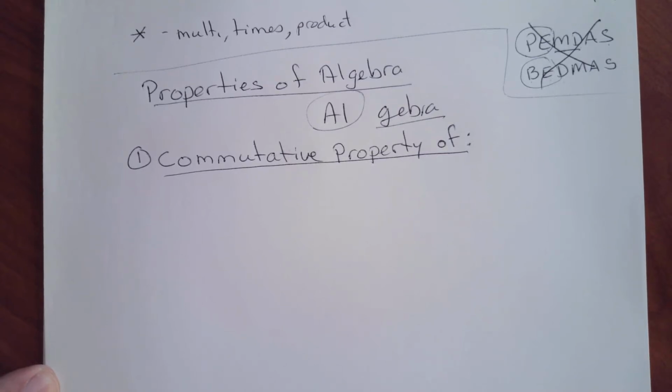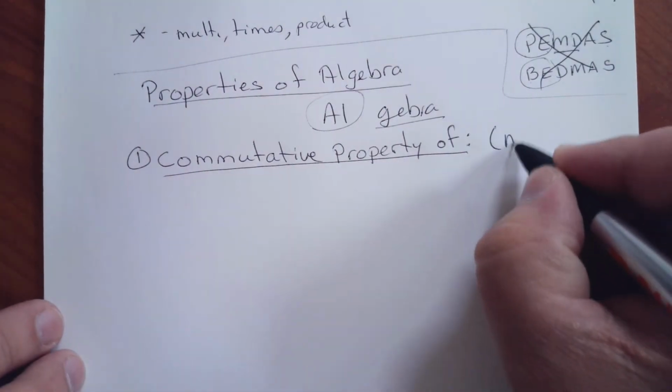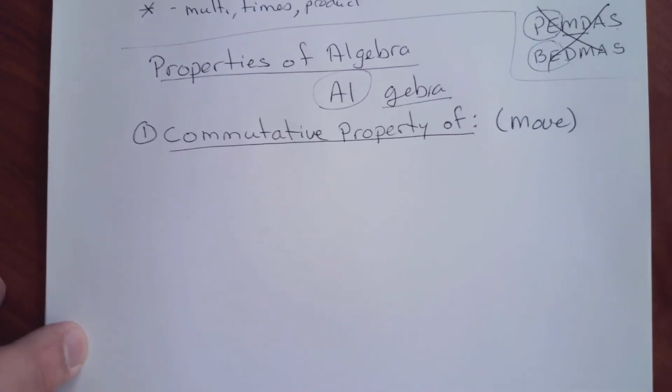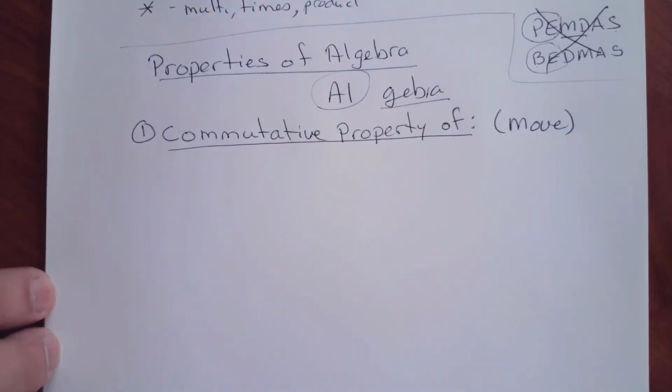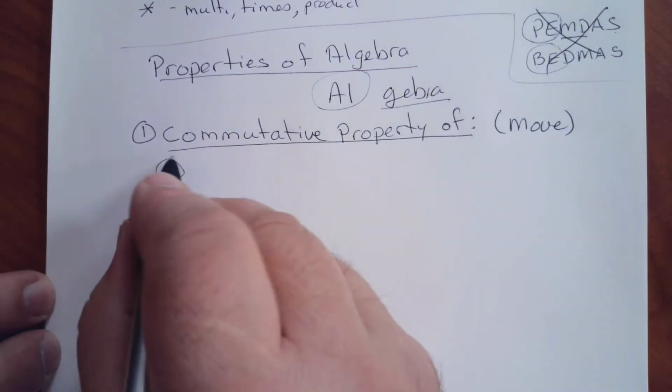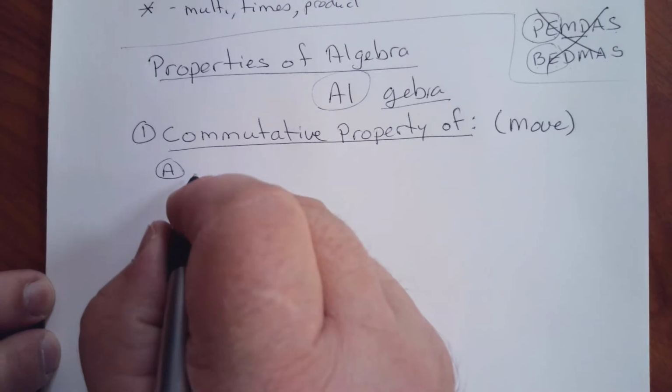What does to commute mean? Not communicate, close. It comes from the word commute. What does to commute mean? To travel, to move from one place to another. So it has to do with travel. Very good. Because we have the word of and the colon, we have a list of them. The commutative property of addition.